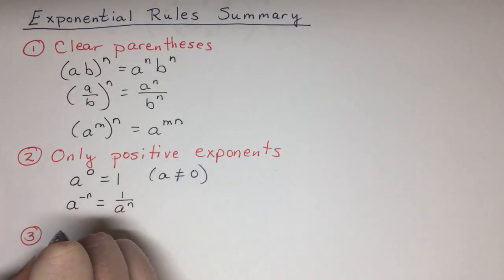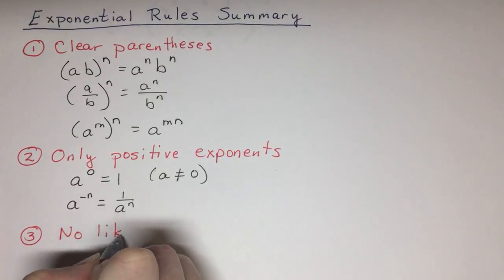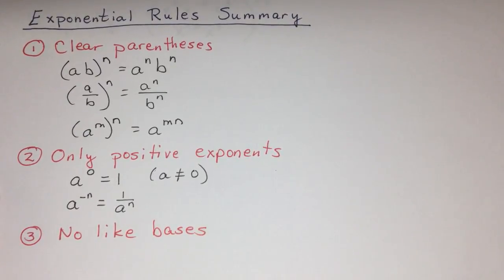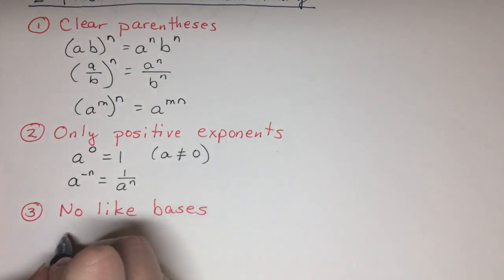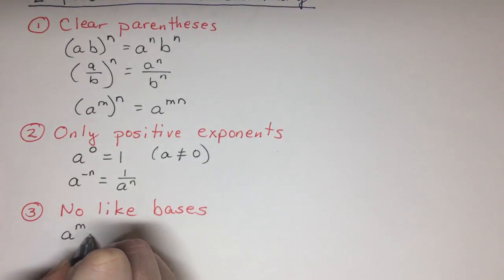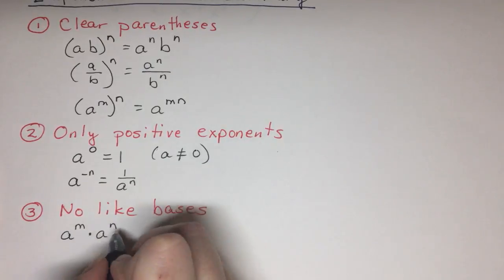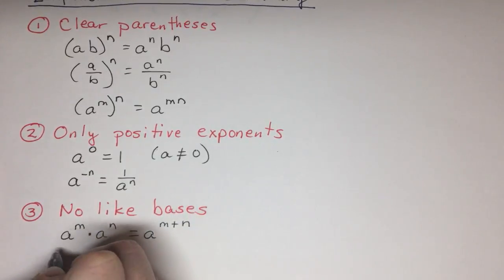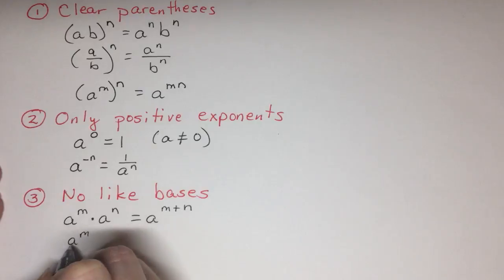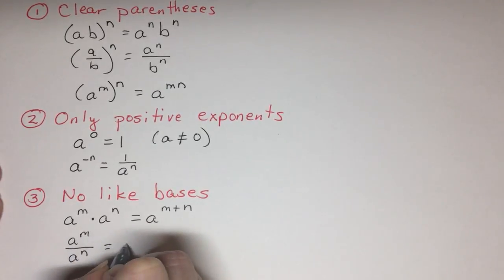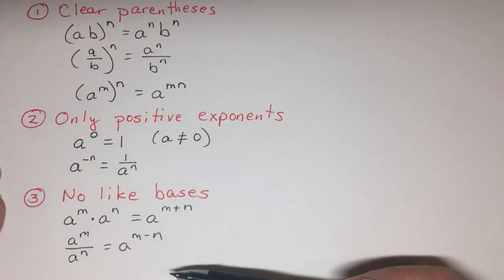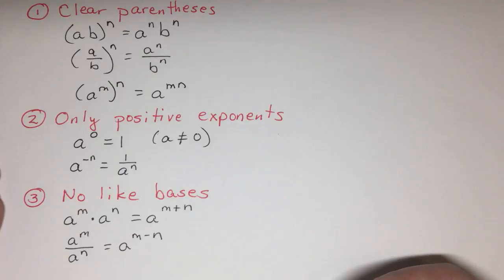We also want not to have the same base. If we have the same base, combine them. So for this, we have two rules. Same base with multiplication, you keep the base the same, and you add the powers. Same base with division, keep the base the same, and subtract the powers. These two rules will come up again when dealing with logarithms.